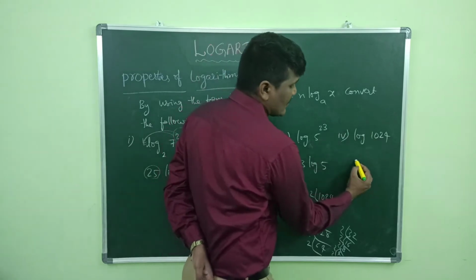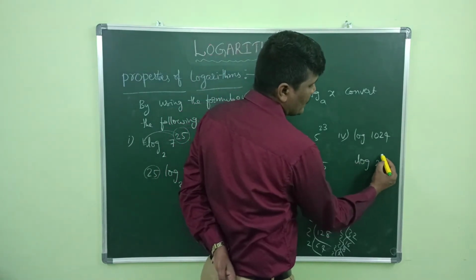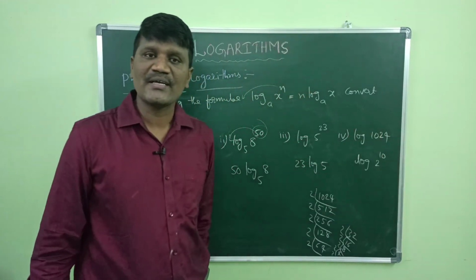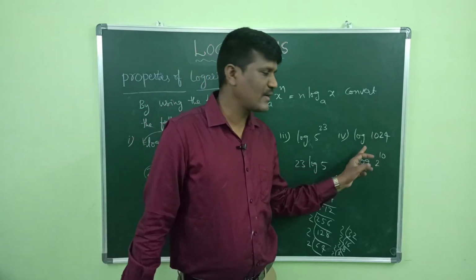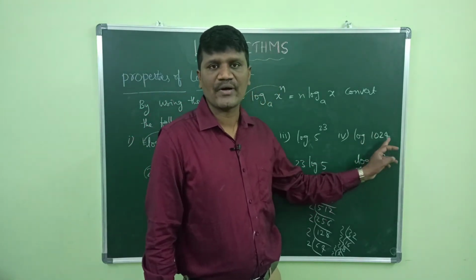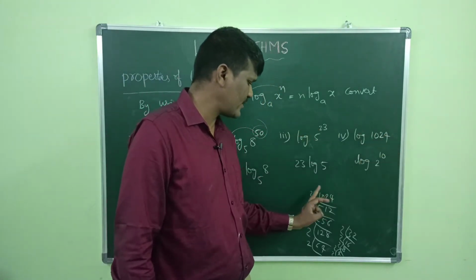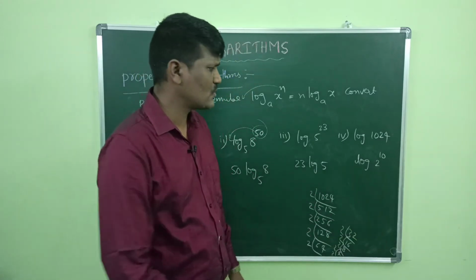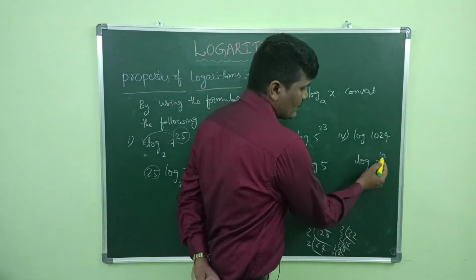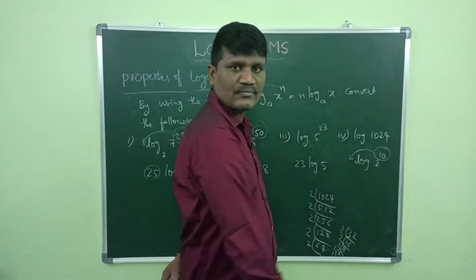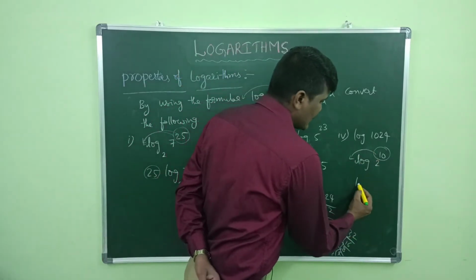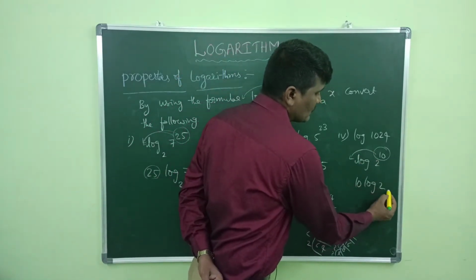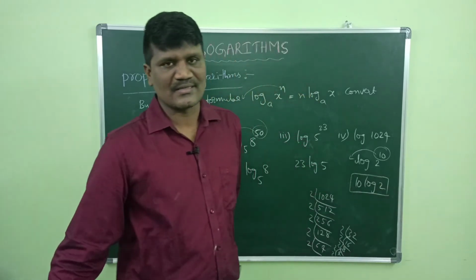So I can write this as log 2 power 10. Though power is not there in the question, I can convert like this, log 2 power 10, because 1024 I can write as 2 power 10. So now you can convert this. Bring the power to the coefficient. So it is 10 log 2. This will be your answer.